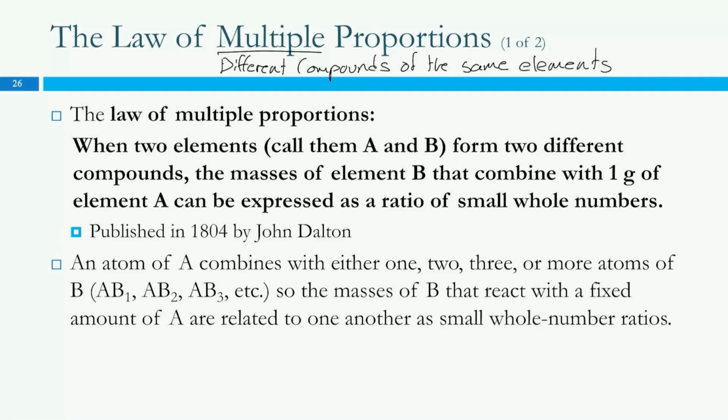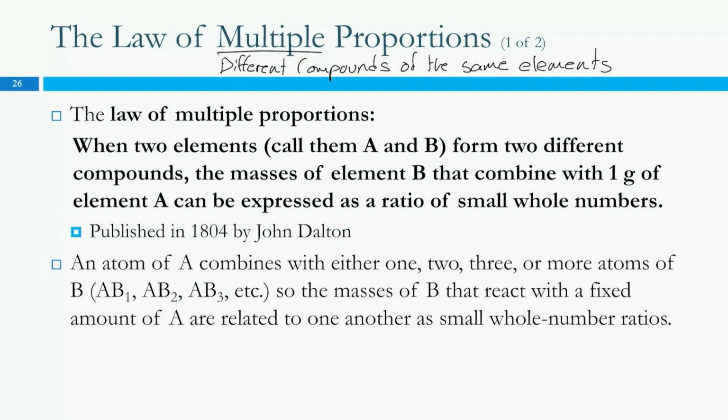For multiple proportions, as we'll see in the example, we're comparing two different compounds made out of the same elements, different numbers of the same elements. So like down here, if we think of, again, generic element A and element B, then I could have a compound of A and B that's 1A and 1B. Or I could have 1A and 2 Bs. I could have 1A and 3 Bs. So we're just changing the number of one of them.